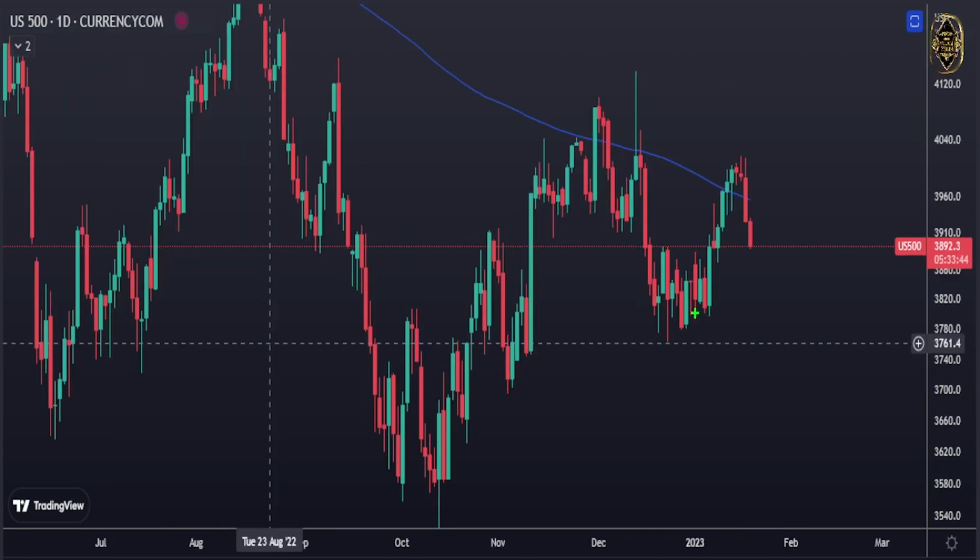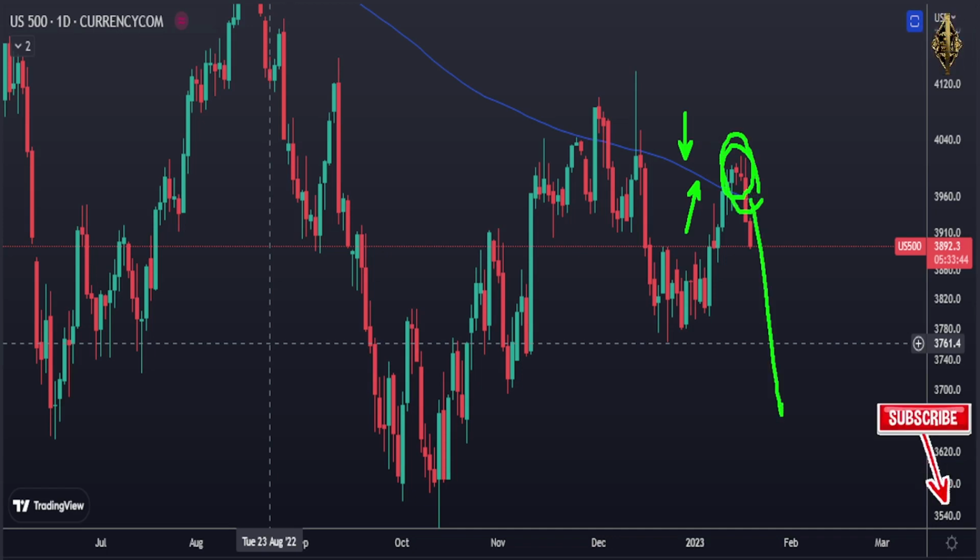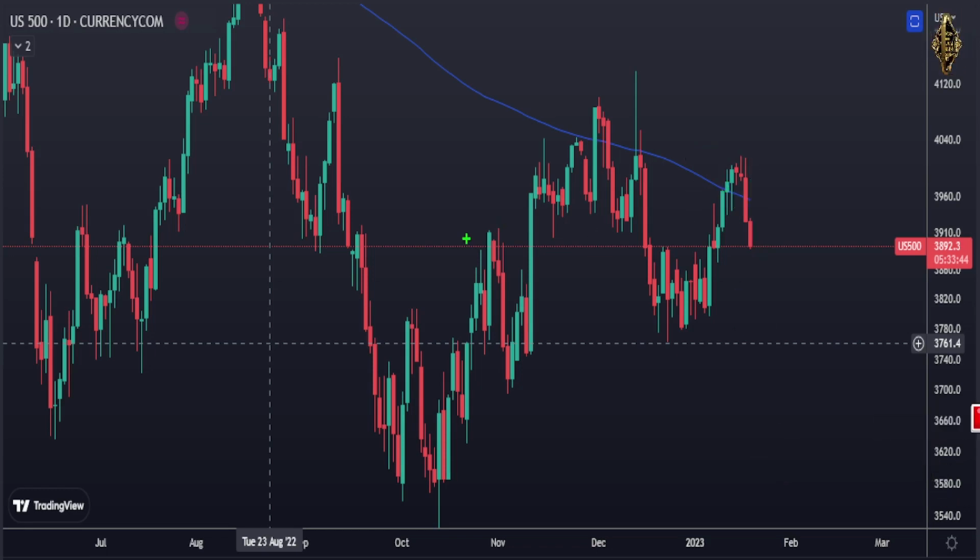Here we are in the daily. As you see here in the daily, yesterday and today there are two big candles. They are falling, consecutive days falling. What is that indicating? It's indicating the SP 500 is still recognizing that 200 moving average as a big resistance. So till now we are still in a downtrend, and that's something very bad.